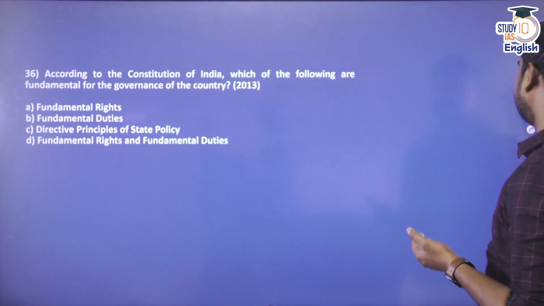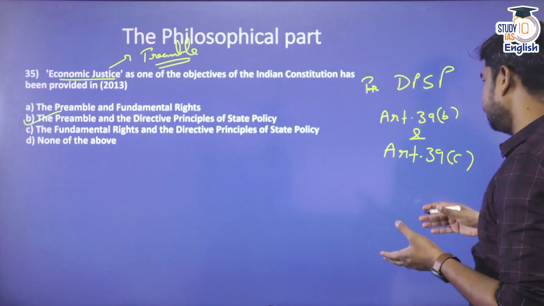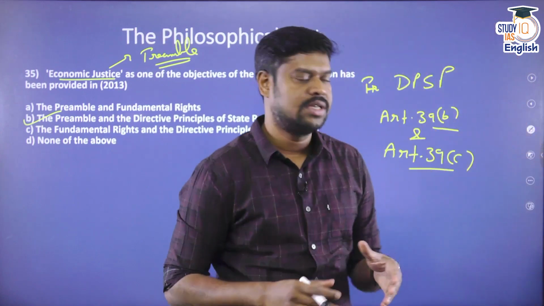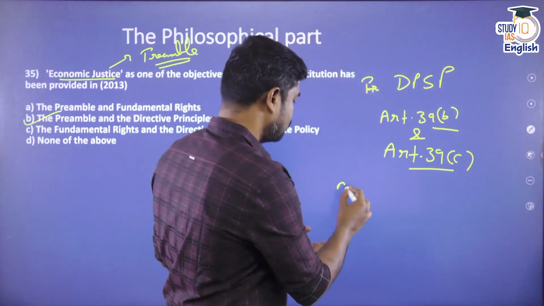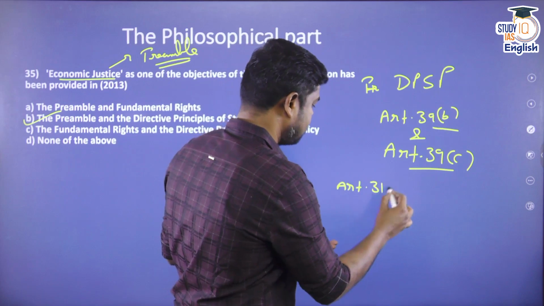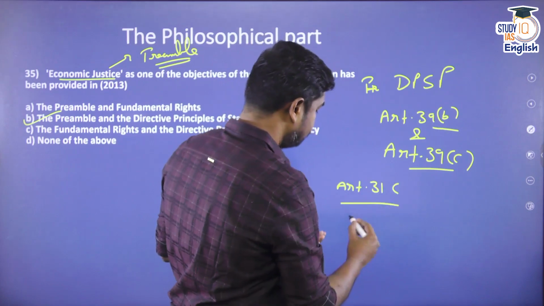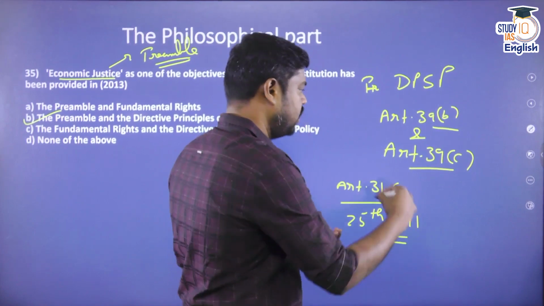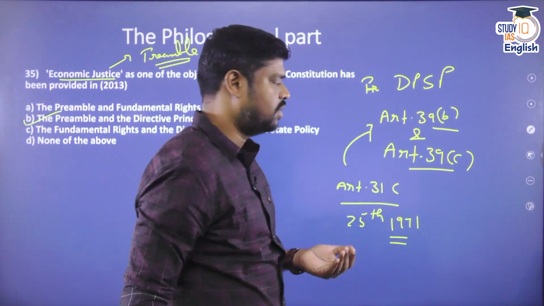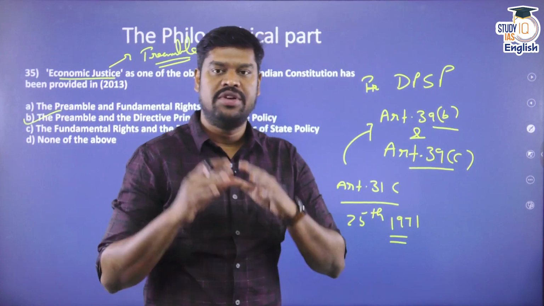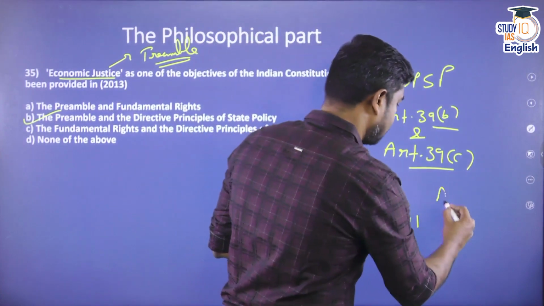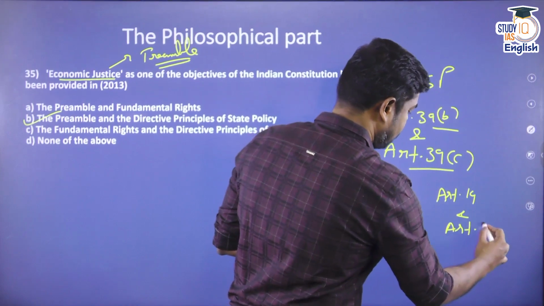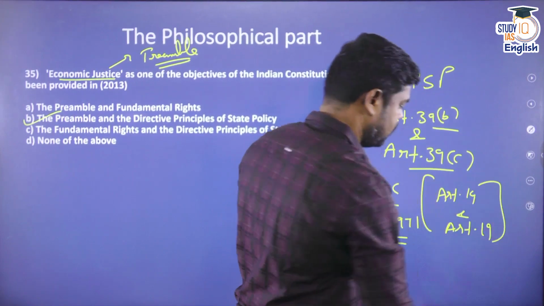Come to the next question. In fact, if you go to the previous question, Article 39B and Article 39C has been given so much importance that a constitutional amendment was brought in, that is Article 31C, by the 25th Constitutional Amendment Act 1971, which has given protection to any law that is made by the legislature. And even if that law is violative of Article 14 and Article 19, still they cannot be declared to be void.